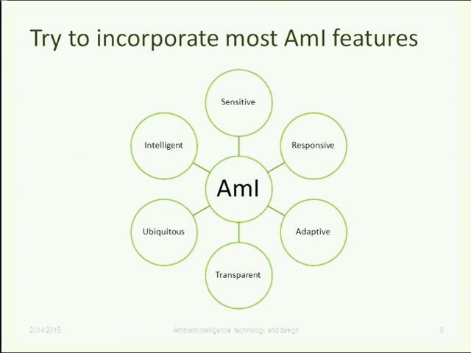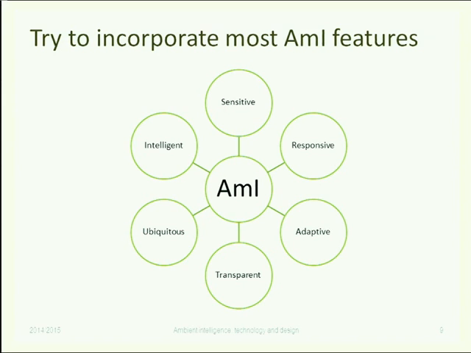Okay, and the second requirement is to incorporate this MEA flower, at least as many features as you can, in your project. I don't say all of them, I say as many as you can, because it depends also on the type of project, what is the real nature of the project. Some projects will be more on pervasivity, for example, others more on sensitivity, more on adaptivity. It depends on the nature of the project.